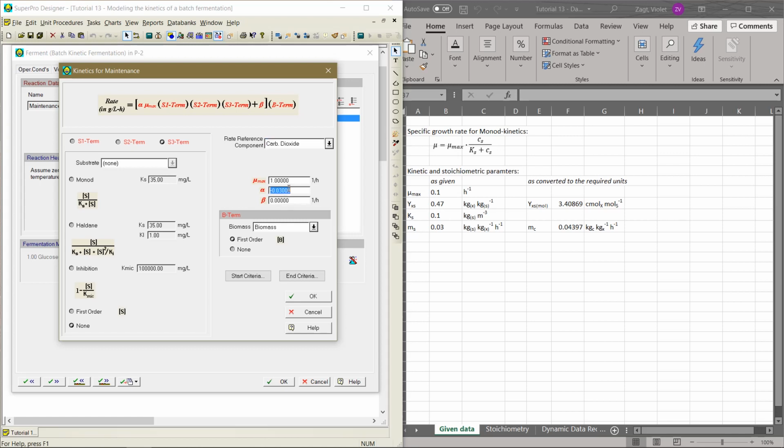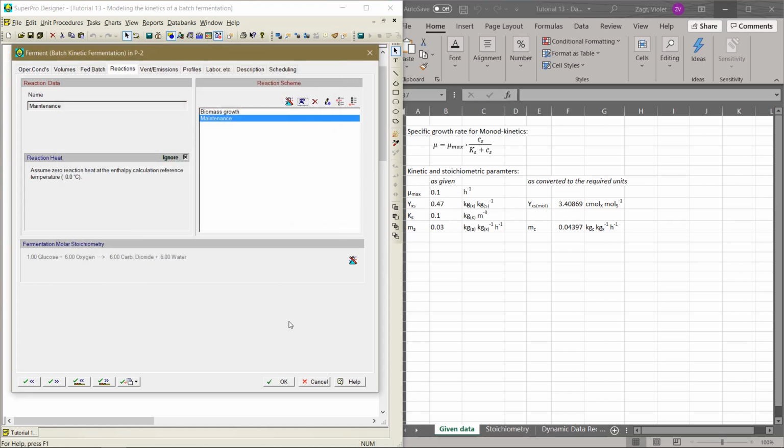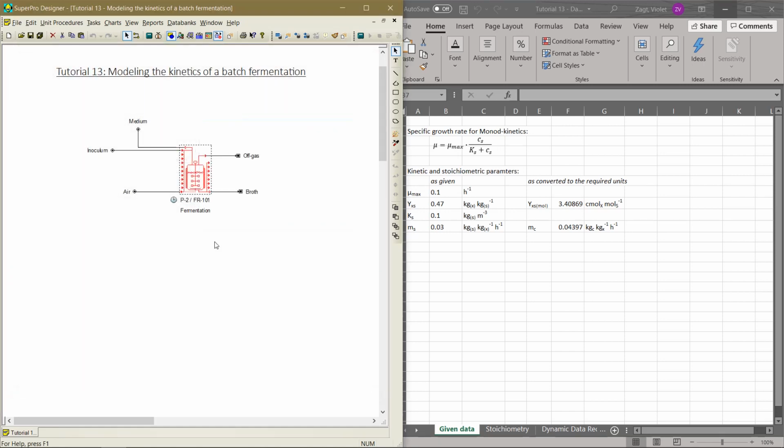Then you can use your newly calculated value in the same way that you would have used the maintenance value before. And that's it. We have a kinetic model. Time to run it and see what happens.